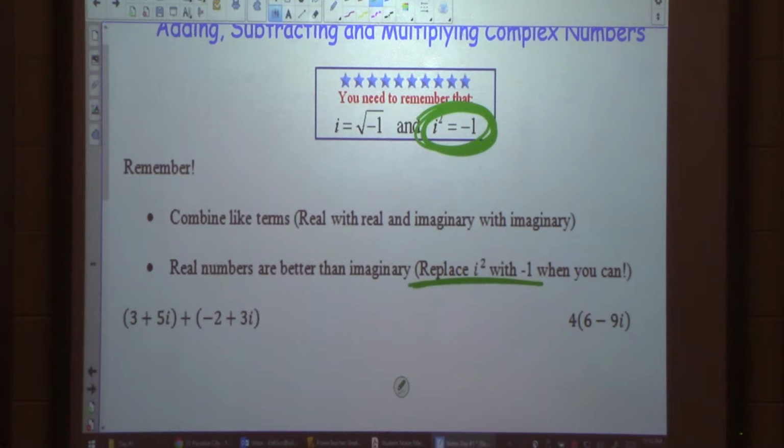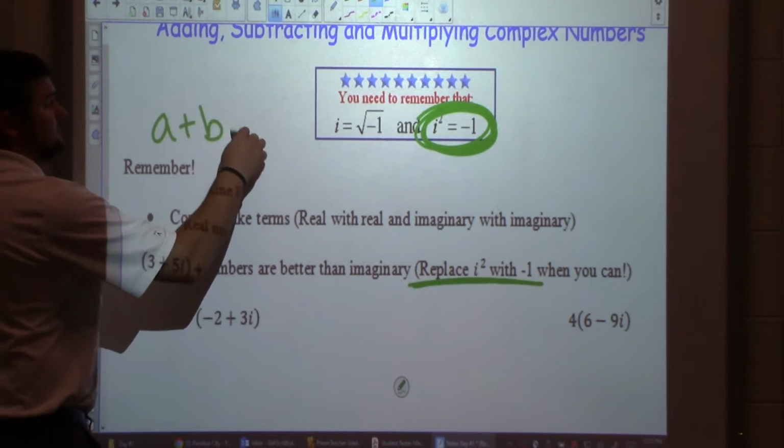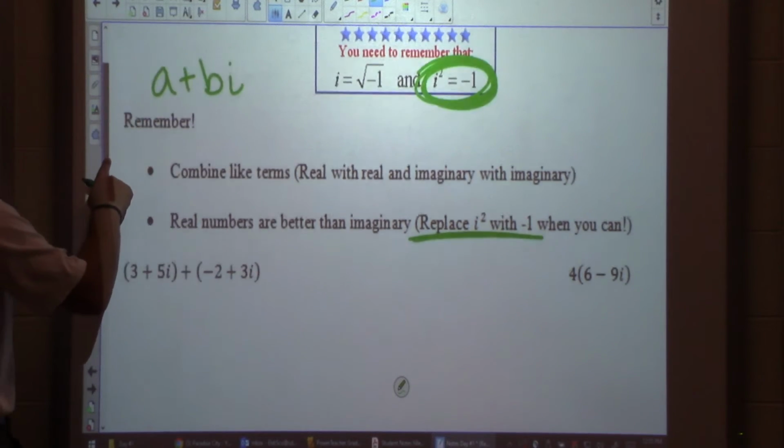And lastly, guys, like I said before, our answers need to be written in a plus bi form. Your real part must come first. If you put that imaginary part first on a test, it will get marked wrong. Alright? We want it in standard form.